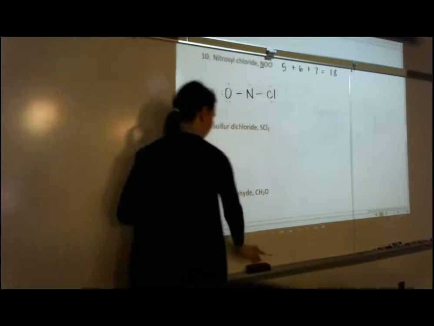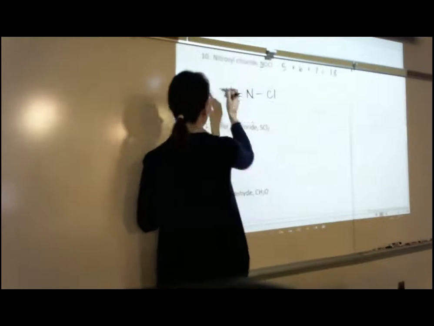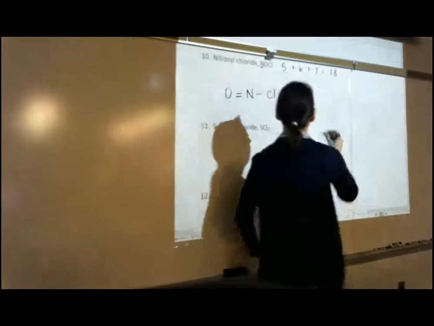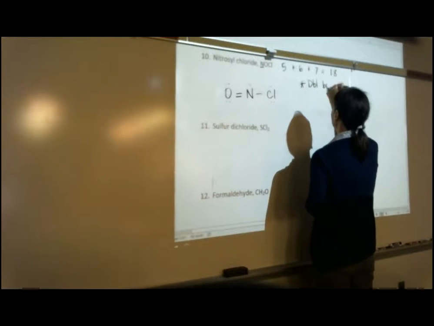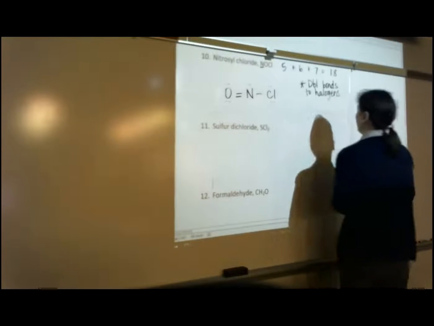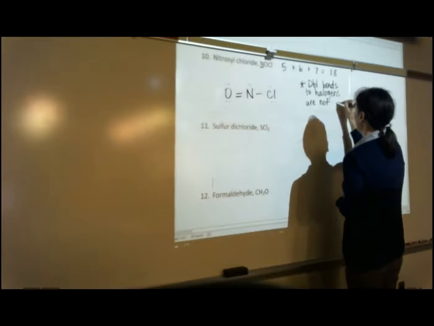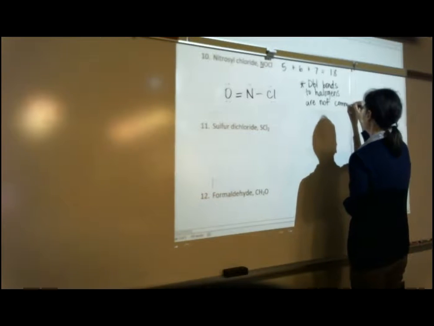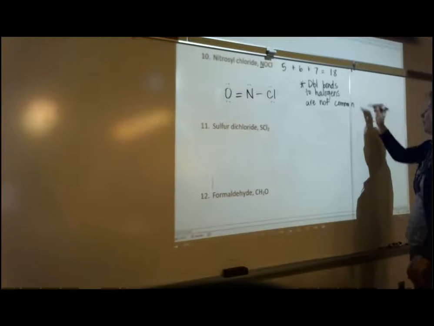Form a double bond. Now this is a rule that I haven't explicitly told you yet. This is your only answer. And the reason for that is because double bonds to halogens, right, so that's your group 7, fluorine, chlorine, bromine, iodine, okay, are not common in terms of the molecules you're going to be dealing with.